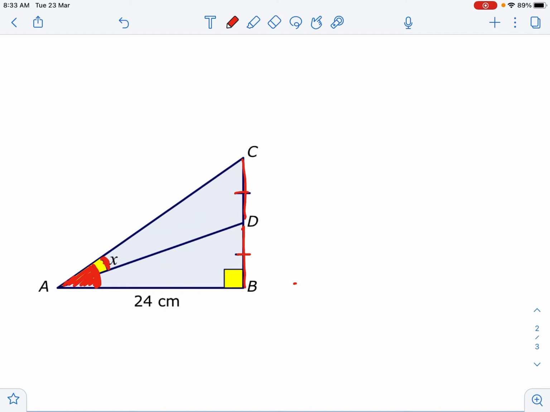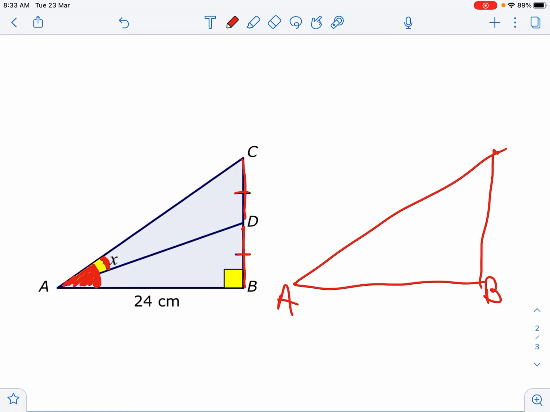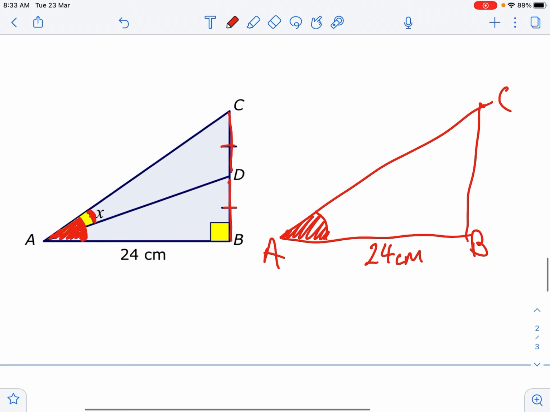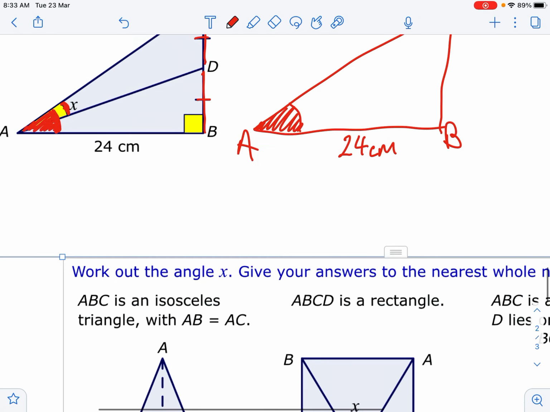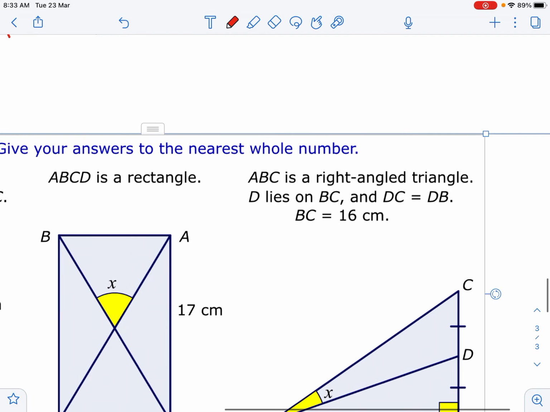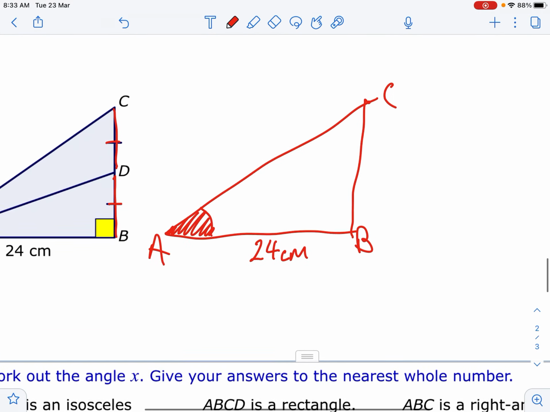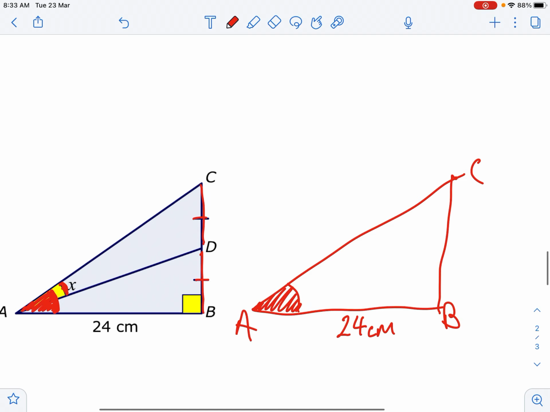So I'm going to just consider the triangle A, B, C. And I'm going to forget that this halving thing is there that makes it confusing. So if this is 24 centimeters, I want to find this angle, and then it says that, let me just get the original question. It says that BC is 16 centimeters. So B to C is 16 centimeters.